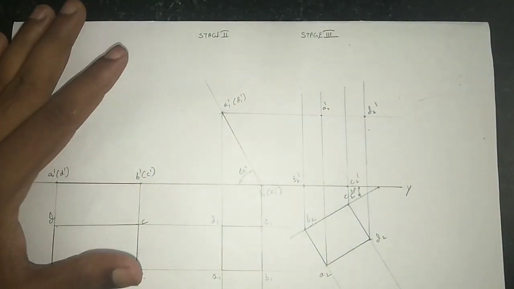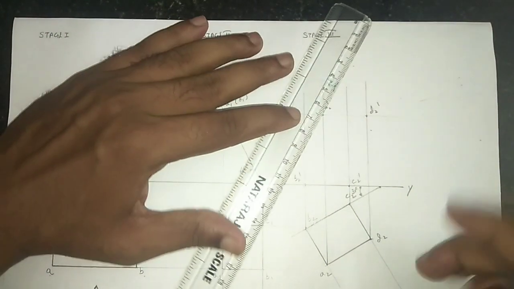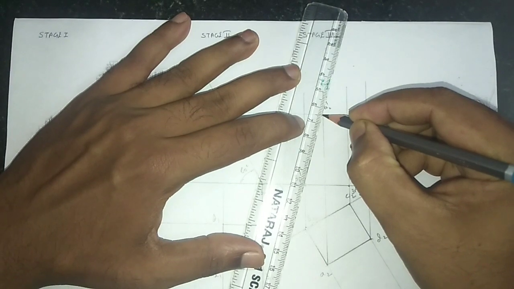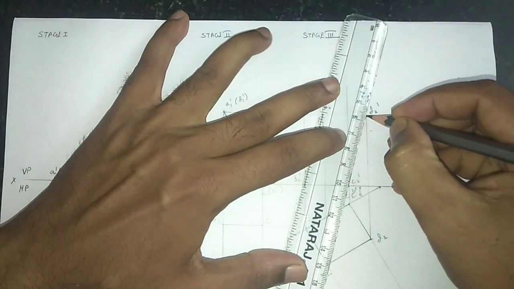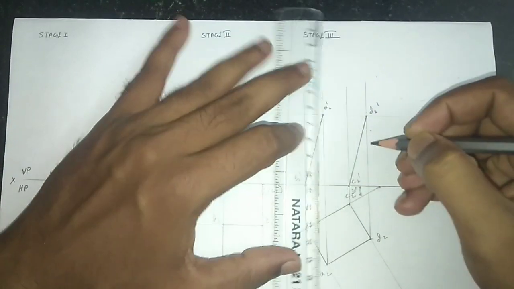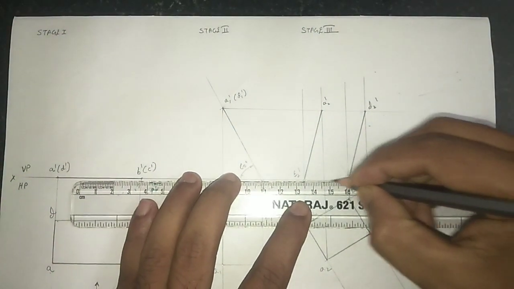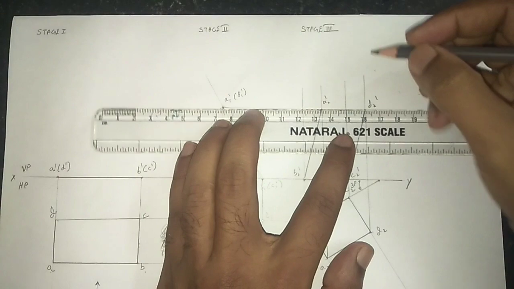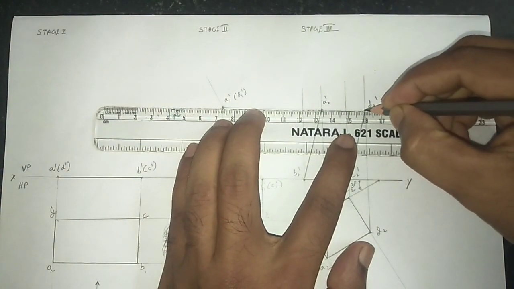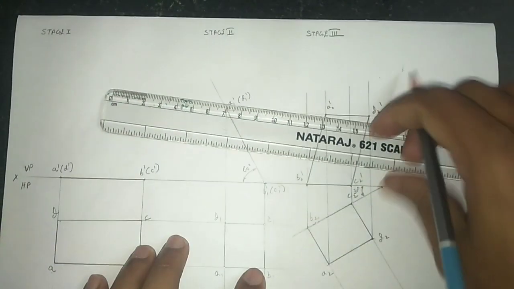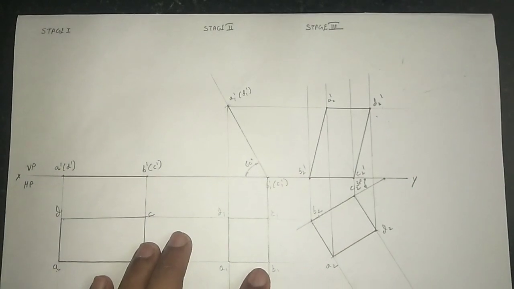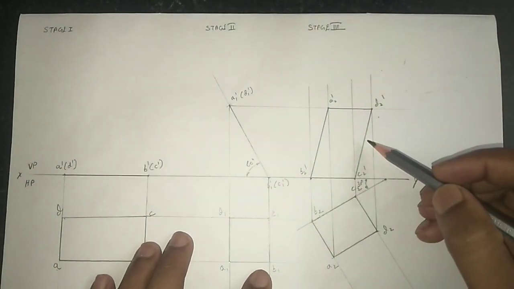So now we are going to connect all the points. So A and B, D and C, C and B, and here A and D. So this is the final front view of the rectangular plate.